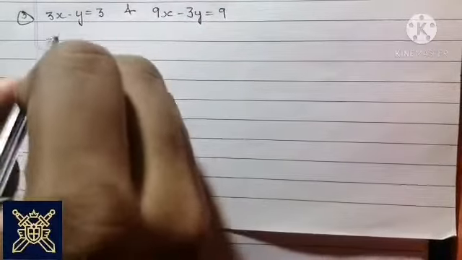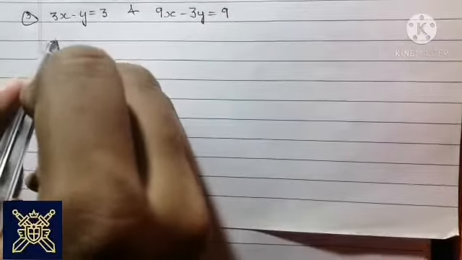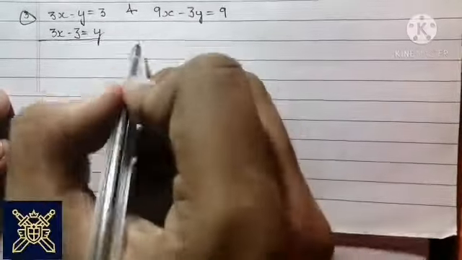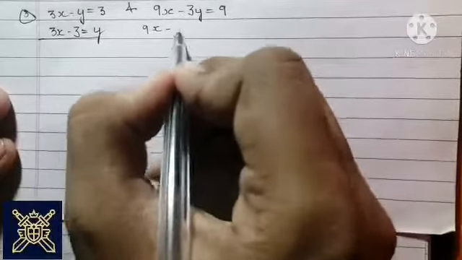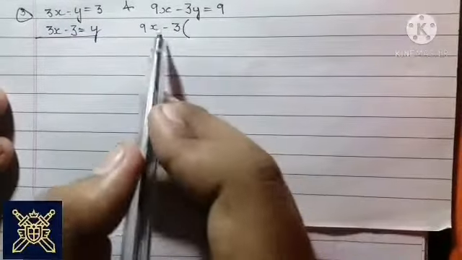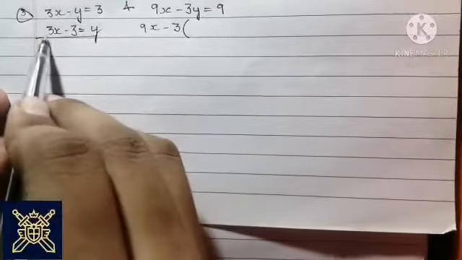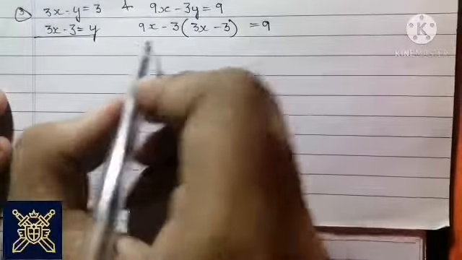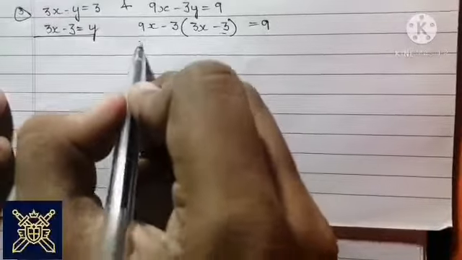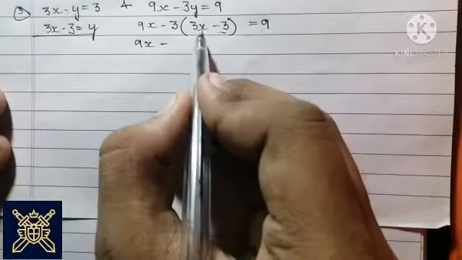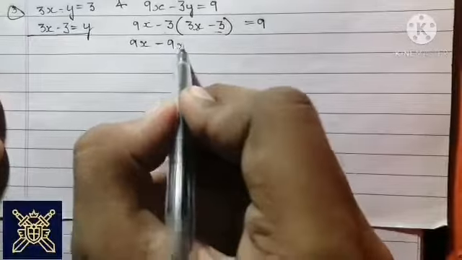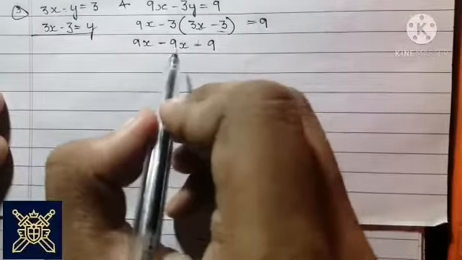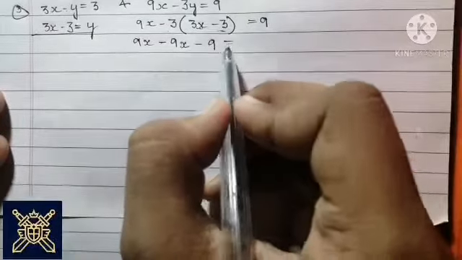Okay, let's proceed. Here you can take y over that side and minus 3 here. So 3x minus 3 is equal to y. Put this value of y over here. So 9x minus, so minus 3 into y. So minus 3, and in brackets you will put the value of y, that is 3x minus 3, and this is equal to 9. Now you will open this bracket, particularly here. So 9x minus 3 threes are 9 and x. So 9x minus 9x, minus 3 into minus 3, so minus 9, and this is equal to 9.